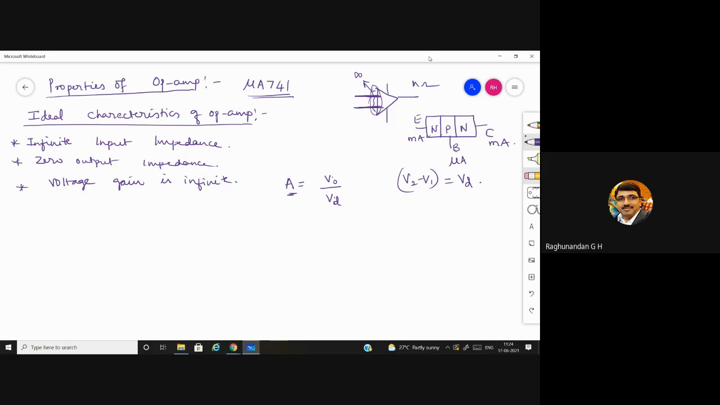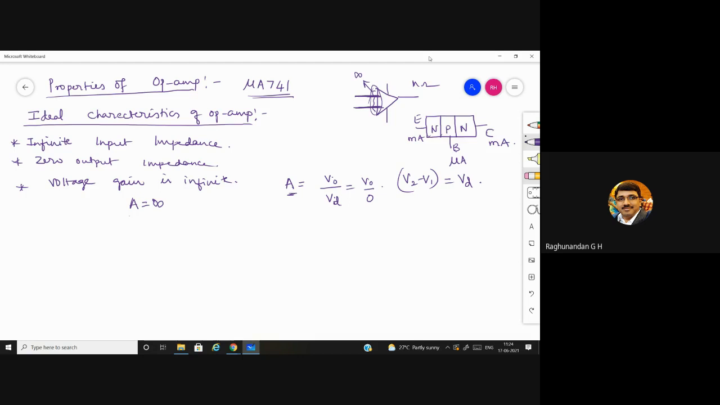According to the op amp, in the ideal case, it is going to have a gain of infinity. Infinity in the sense, can you tell me in which case the gain can be infinity? Simple mathematical reasoning: when VD is 0. When VD is 0, the gain is infinity.